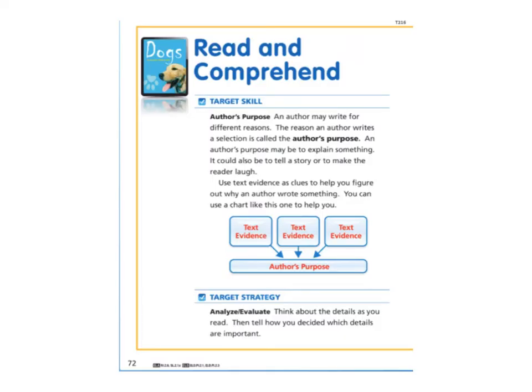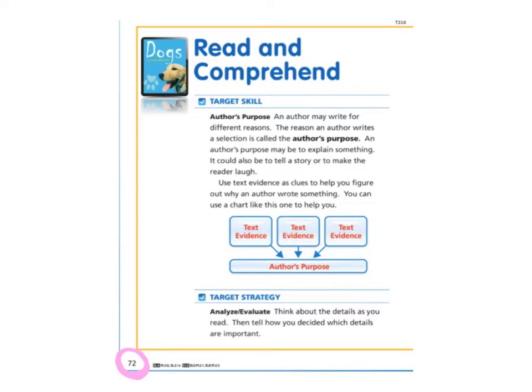So your Journeys textbook also has some information about this right before the book that we're going to read today. So go ahead and take out your hardcover Journeys book. Remember, you cannot write in this book. And turn to page 72. You can see it in the corner that I'm circling. Page 72. It says, read and comprehend.